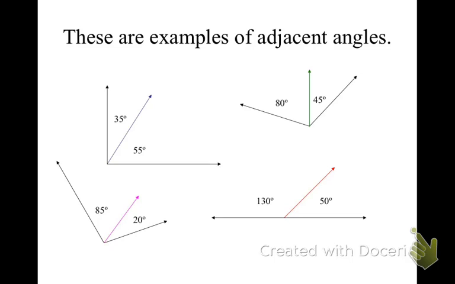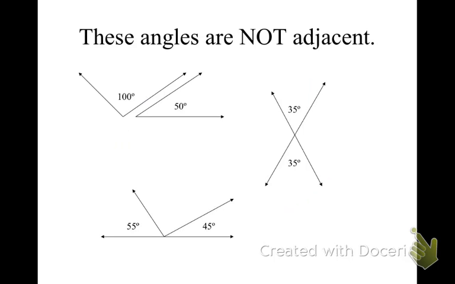Here are some examples of adjacent angles, and you can maybe tell a little bit of difference in the color of the ray, the common ray. They are side by side and share the common ray between them.